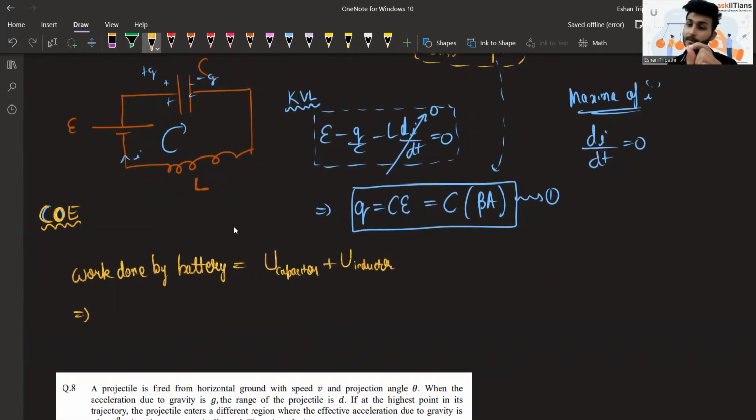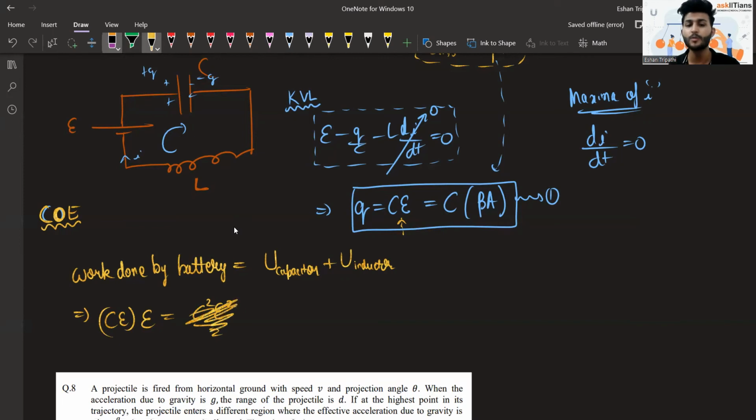Now, what is the value of work done by the battery? That is going to be the charge supplied by the battery till now, which is CE, which we have found out over here, multiplied by the potential difference, which was constant, E again. Energy stored over the capacitor is what? C into E, potential is E over here. So we can say it's going to be C square E square divided by 2. Sorry, C E square divided by 2.